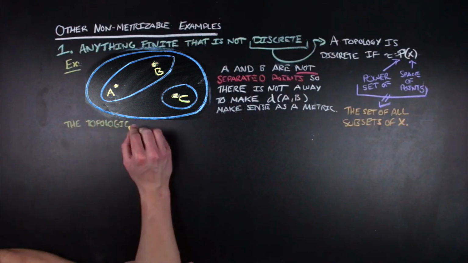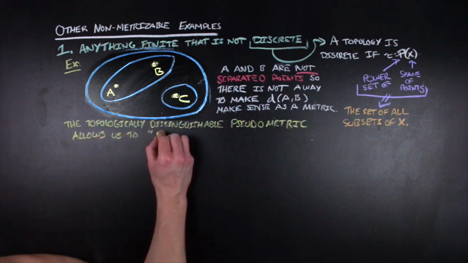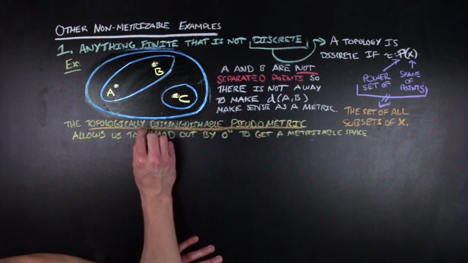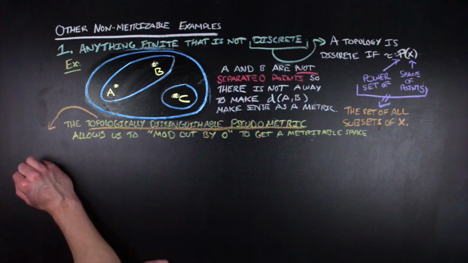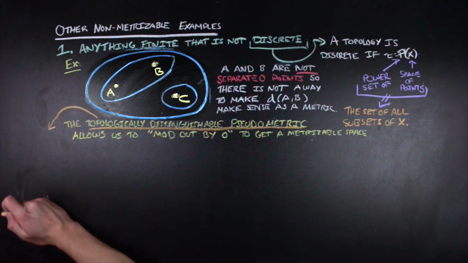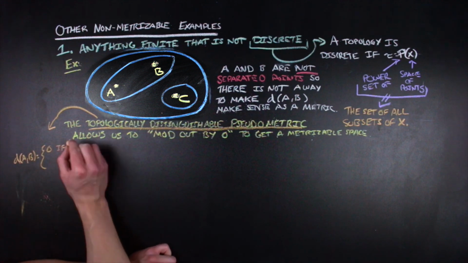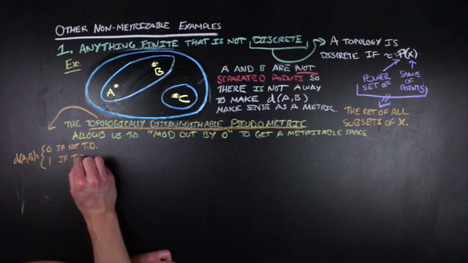But there is a little bit of manipulation we can do to this topological space to get a metrizable topological space, and it has to do with the topologically distinguishable pseudometric. And so what the topologically distinguishable pseudometric means is that the pseudometric between A and B will be equal to 0 if A and B are not topologically distinguishable, and the pseudometric of A and B will be 1 if A and B are topologically distinguishable.